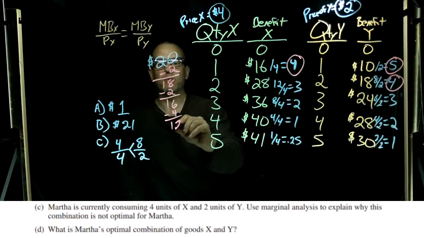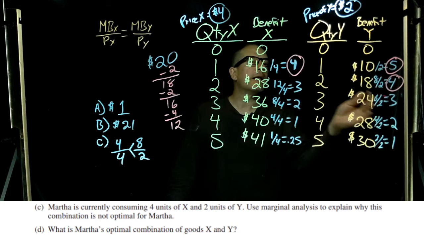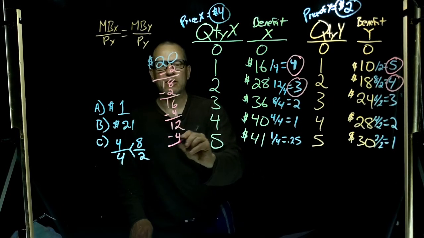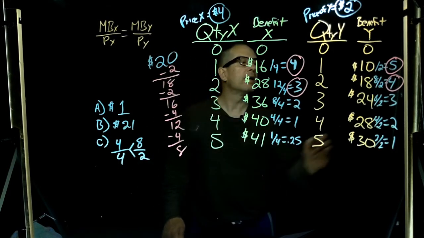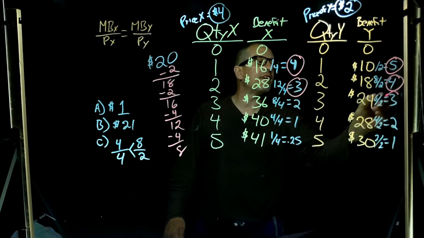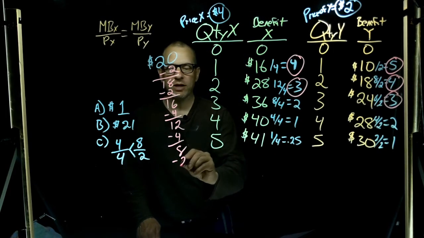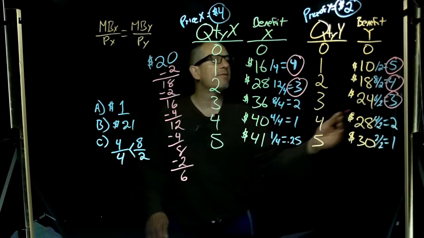It leaves me with $12 left. And then it doesn't matter which one I choose here. I'm going to choose this one here. That cost me $4. So now I have $8 left. I get more satisfaction out of here. So I spend $2 there on that unit. So now I have $6 left.